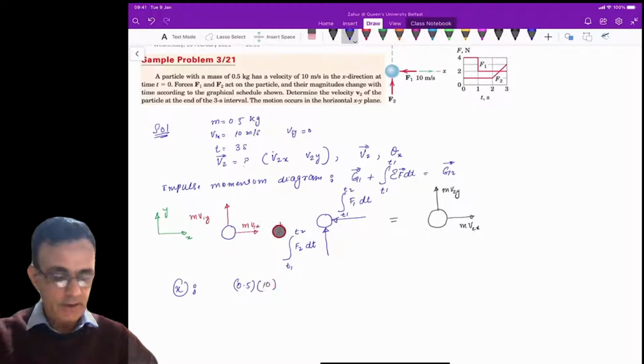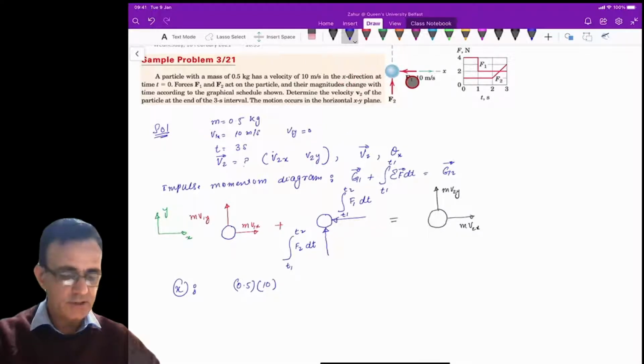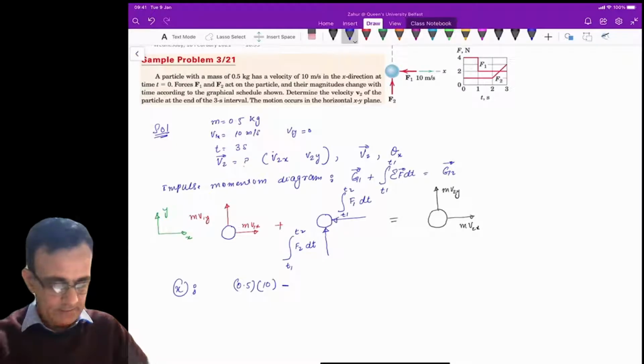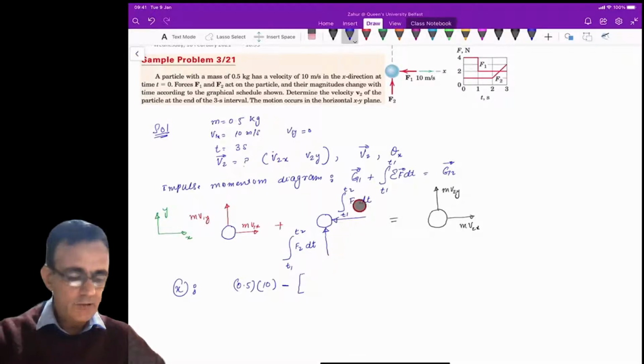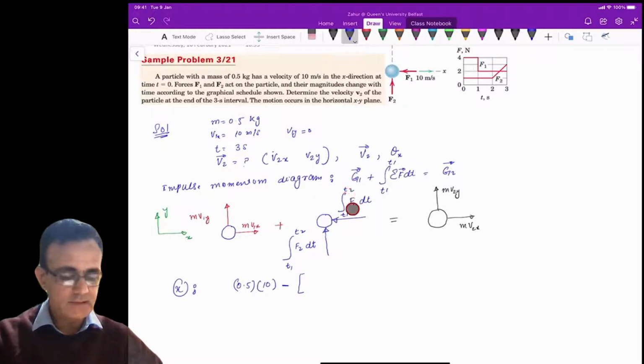And then as you can see, in the x direction the applied force is in the negative x direction. So this means that the impulse is negative, and that's why we should write it as negative. If you look at this equation here, it is the integration of force with respect to time. So this F1 is this force here, and if you integrate this F with respect to time, you will get the area under the curve.